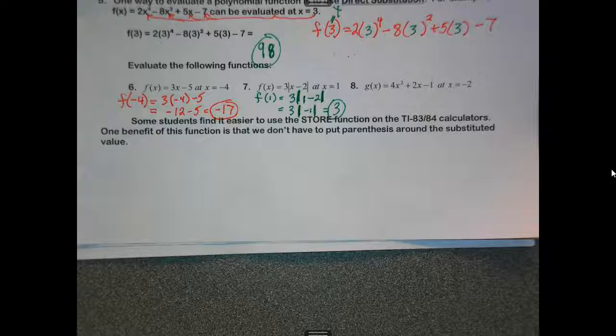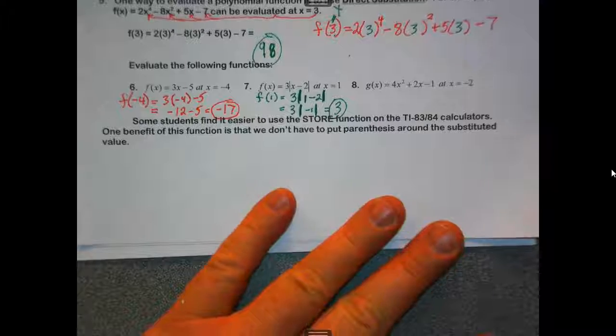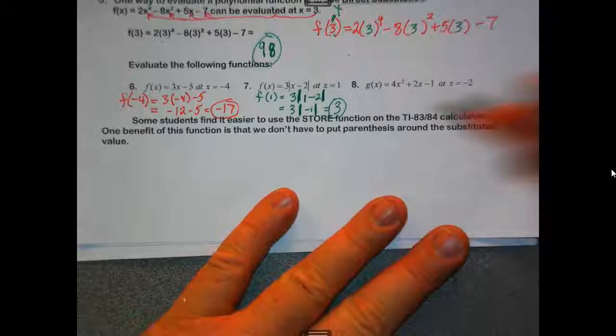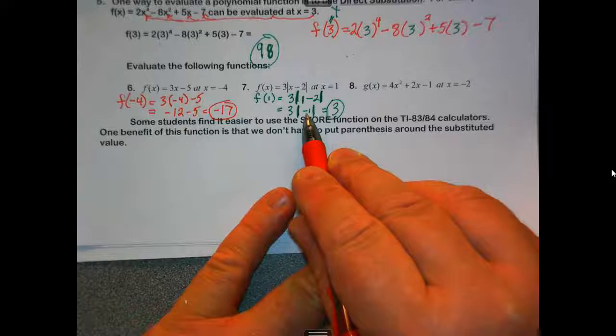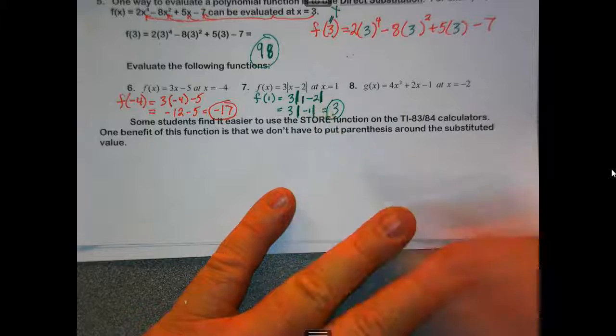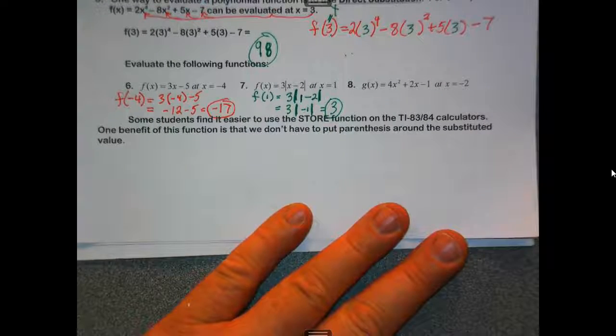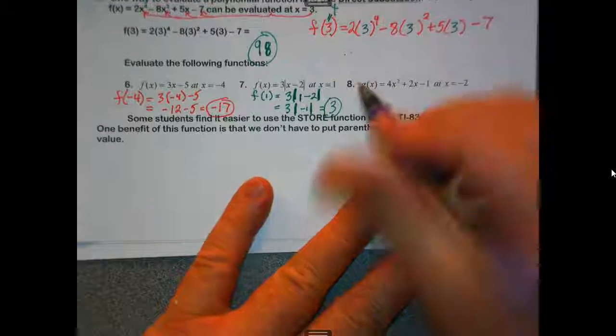Did I forget a parenthesis or something? Oh, number 8's 11. Okay. The absolute value of -1 is +1. +1 times 3 is 3. Okay, number 8. I bet you number 8's 11.